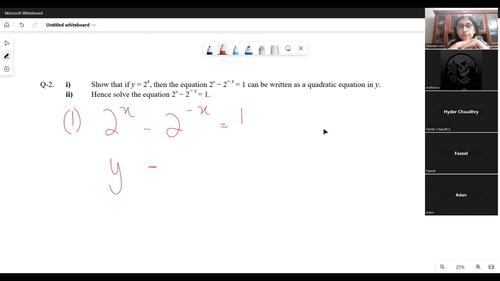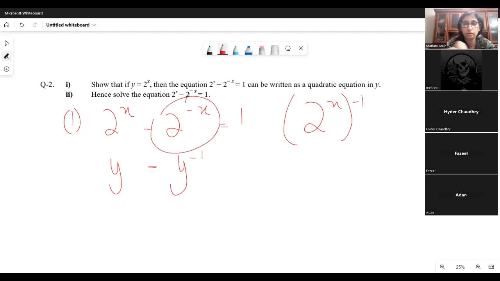How do we write that in terms of y? I'm sure most of you know this. Tell me, how do we write 2 power minus x in terms of y? Y power minus 1. Excellent. Y power minus 1. This becomes y power minus 1, because (2 power x) whole power minus 1 is what we can write. We can also do it this way. So that's going to be y power minus 1.